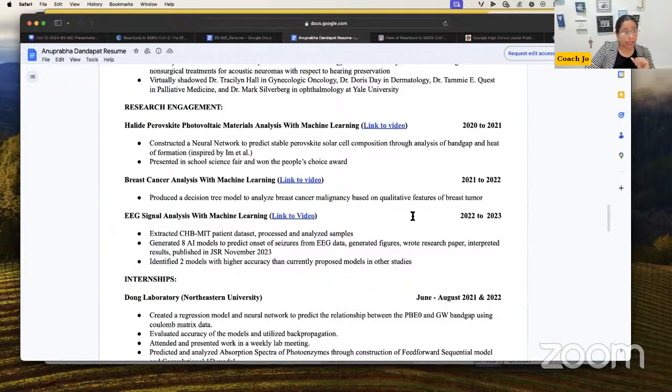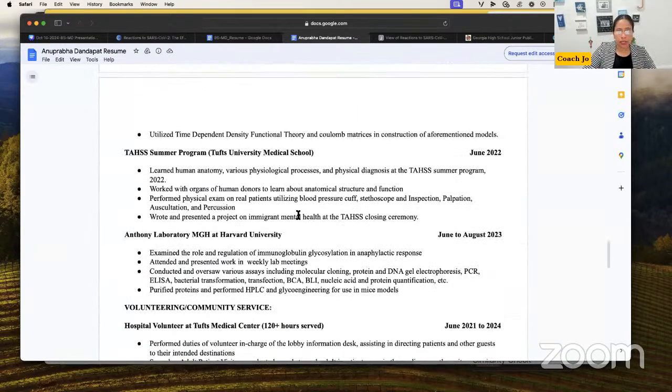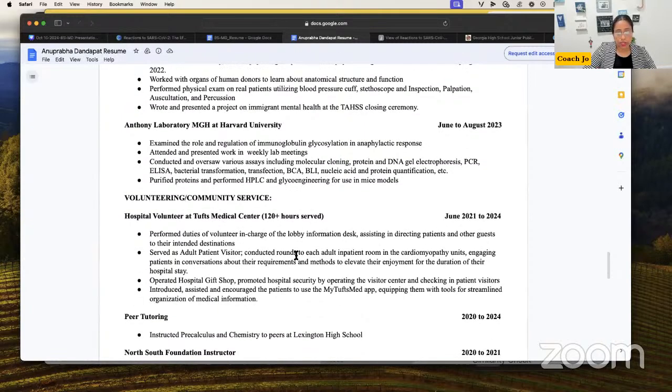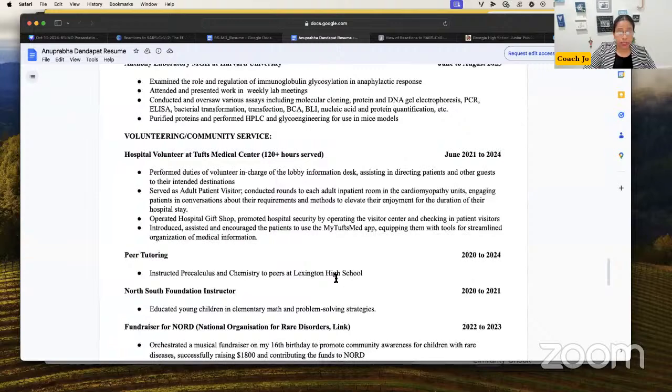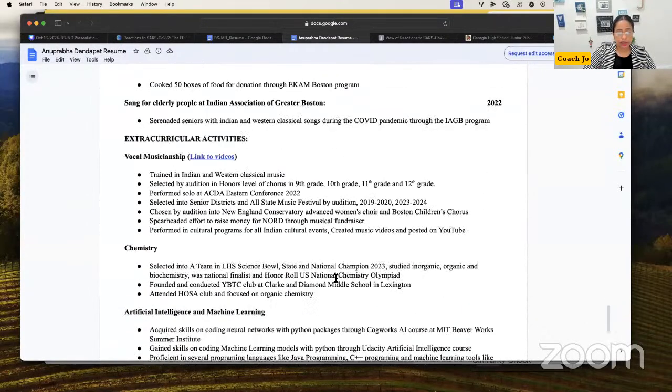And also knowing Python is very, very important. Doesn't matter if you're applying to the medical field, because it helps with the research, right? So they like to see coding, mathematics, problem solving. Showing that range is very, very important. Okay. She had internships as well, different internships, volunteering. As you can see, she had 120 hours plus in Tufts Medical Center. She had all kinds of leadership, extracurricular activities.